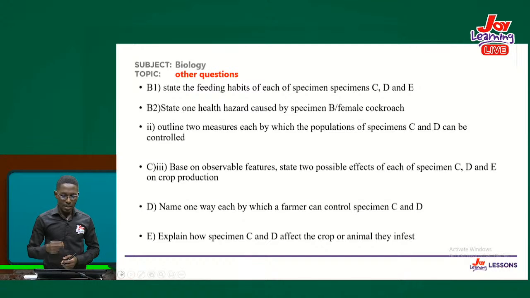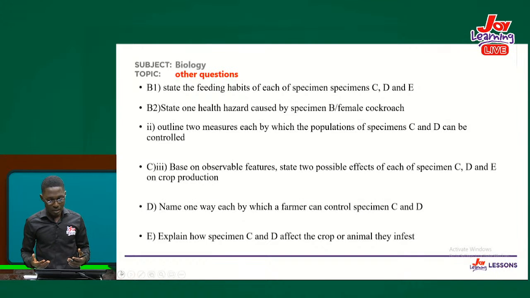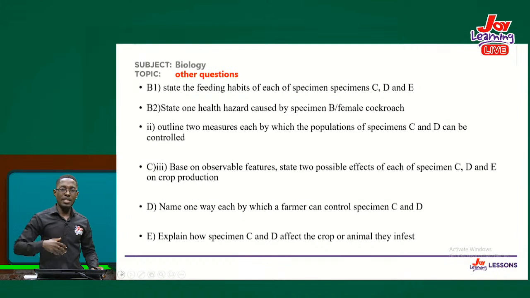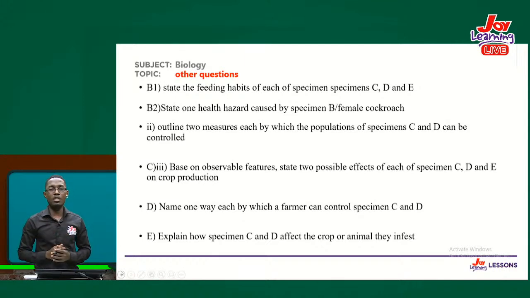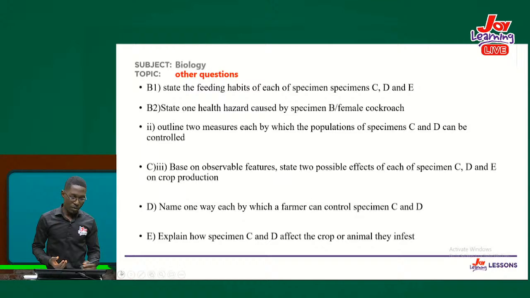Outline two measures each by which the population of specimens C and D can be controlled. That's control measures. Based on the observable features, state two possible effects of C and D on crop production. So this one, they limit you on the organism. Let's say they give you termite, and they are limiting you on the economic importance of termite to crop production. They didn't ask you for everything, just on crop production. This is how we limit you to see if you can think on the spot. Name one way by which a farmer can control C and D, and all these other questions.